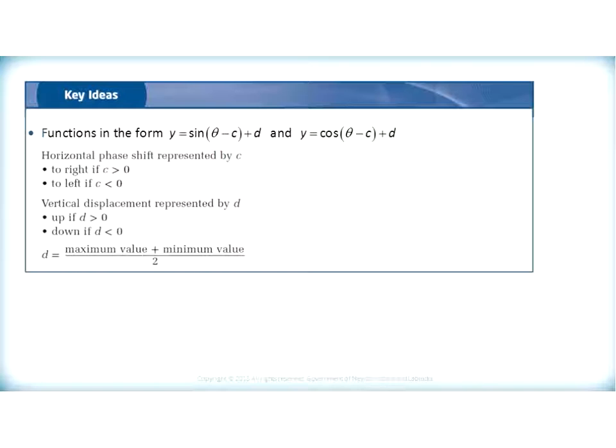For functions in the form of y equals the sine of theta minus c plus d, and y equals the cosine of theta minus c plus d, C represents the horizontal phase shift. If C is positive, the base graph of sine or cosine will shift horizontally to the right. If C is less than 0, there will be a phase shift to the left. In terms of the parameter D, if D is positive, your graph will move upward, and if D is negative, your graph will move downward. That value of D can be determined by using the formula the maximum value plus the minimum value divided by 2, which also represents the equation for the sinusoidal axis.